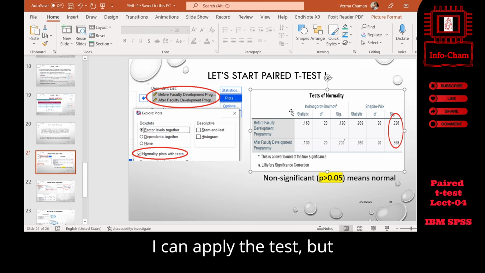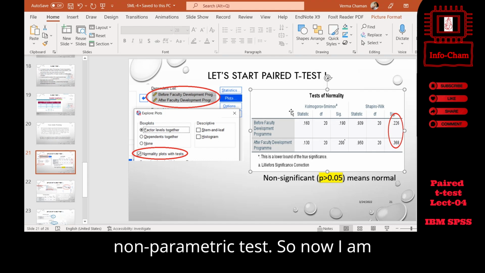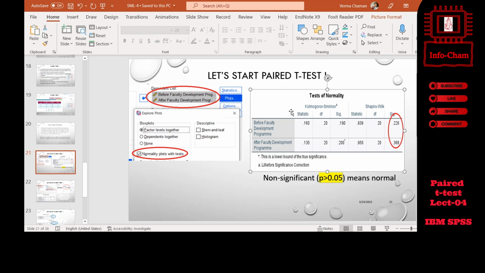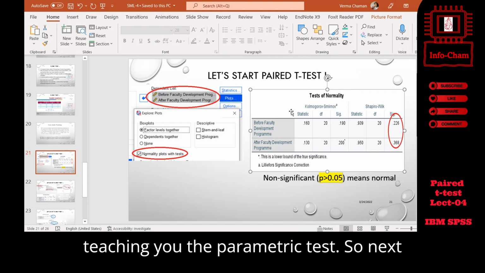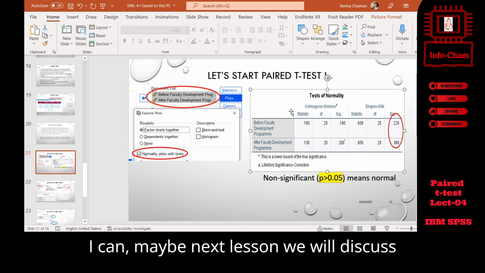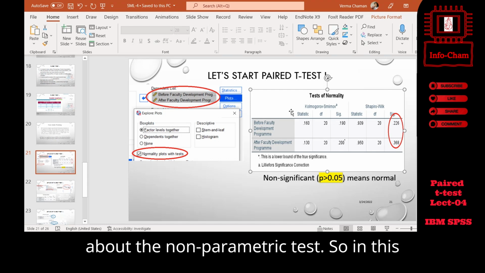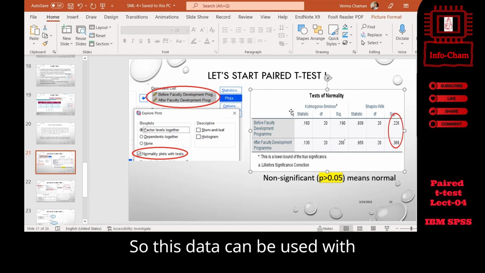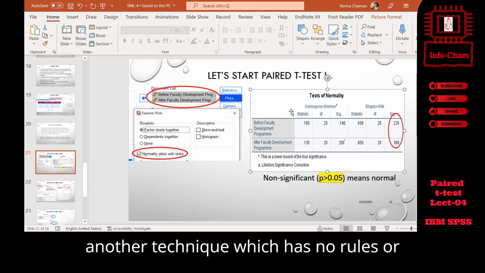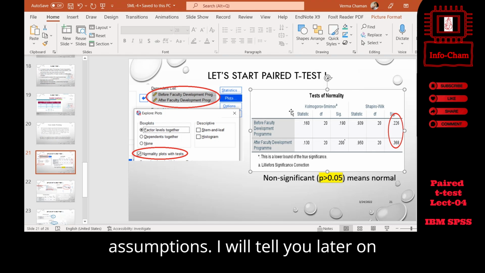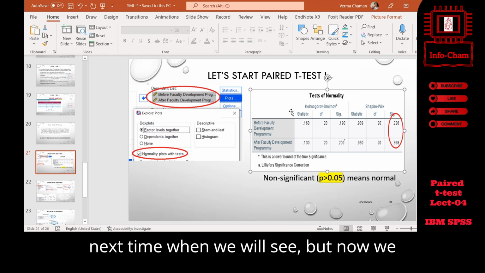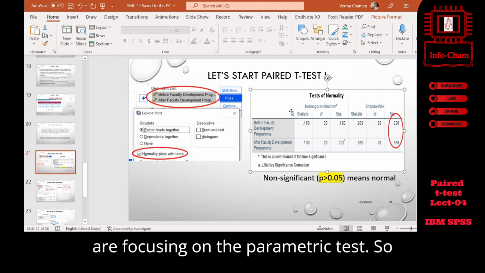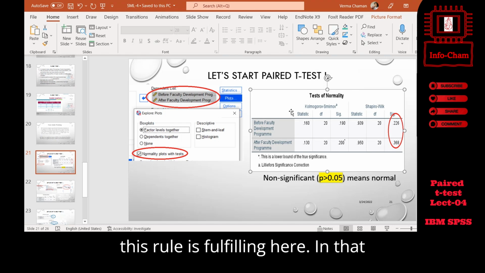It doesn't matter that I cannot apply that test; I can apply a test, but a non-parametric test. Now I'm teaching you the parametric test, so maybe in the next lesson we will discuss the non-parametric test. So this data will not be wasted, right? It can be used with another technique which has no such rules or assumptions. I will tell you later, next time when we see it. But now we are focusing on the parametric test, and this rule is fulfilled here.